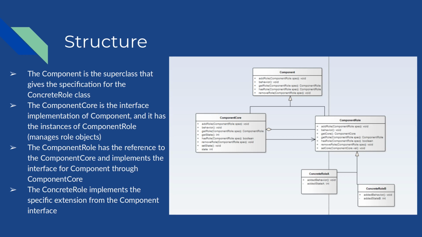So this is just the structure of it, the UML class diagram. We have the component, which is the superclass that gives the specification for the concrete role class.